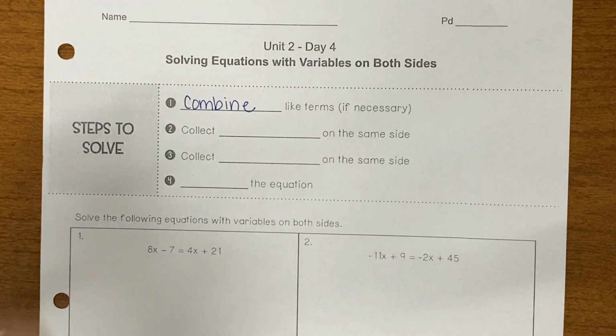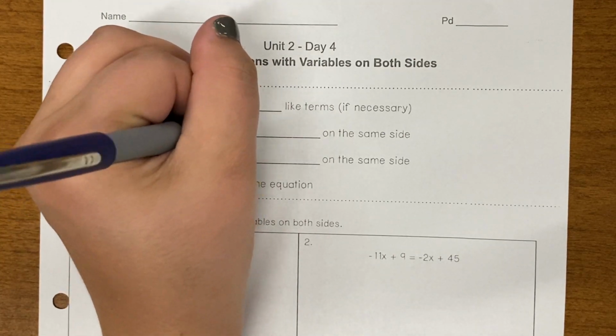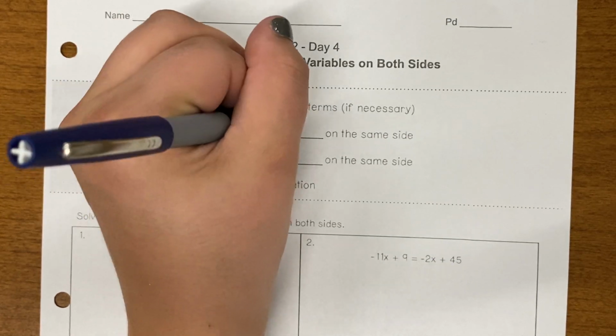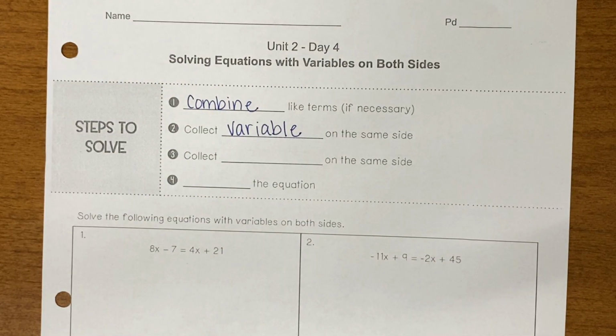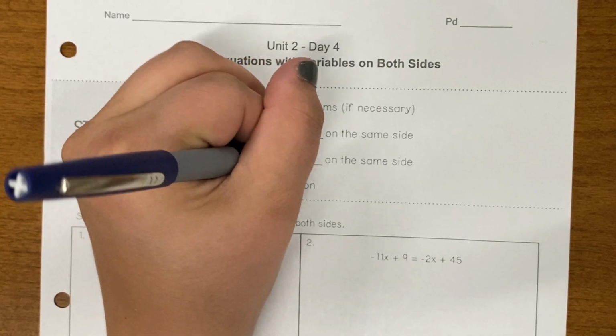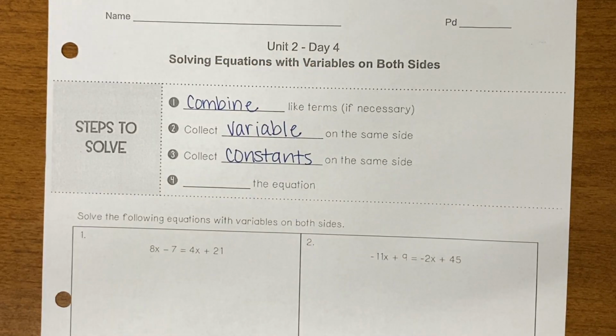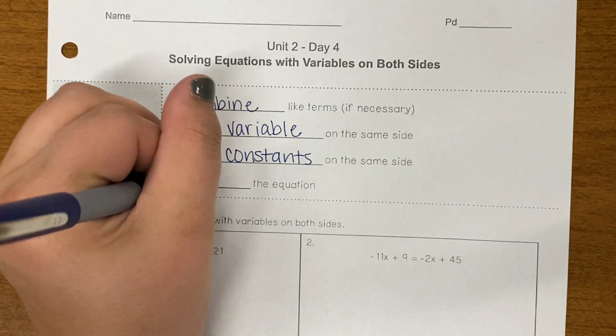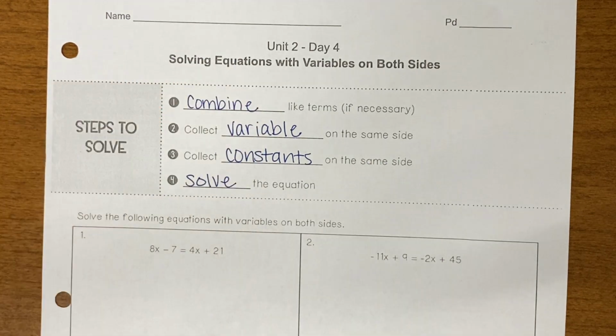Our second step is we need to collect our variables, those are our letters, on the same side, and collect the constants on the same side. And then we just need to solve the equation.